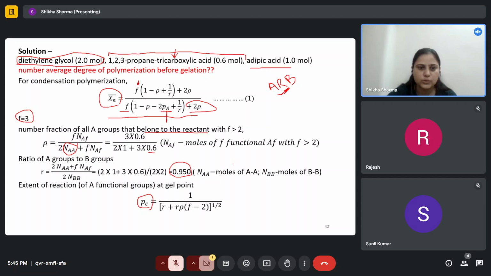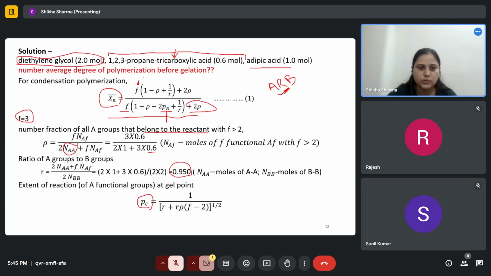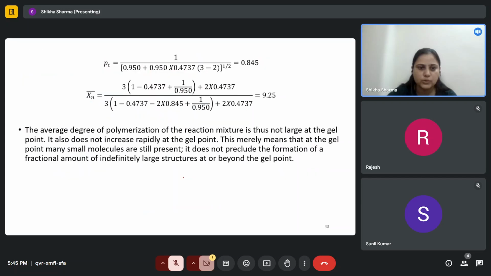So we can calculate the PC value as 1 upon 0.950, which we just now calculated as the R value, then plus R, which is 0.950, multiplied by the rho value, which is 0.4737, multiplied by F minus 2, which is functionality minus 2, 3 minus 2, and whole in the square root. So we can get the value as 0.845. And then next, we know all the values and we can put them into the number average degree of polymerization. So we can just put the values in equation 1 and we get the value as 9.25 as our degree of polymerization.